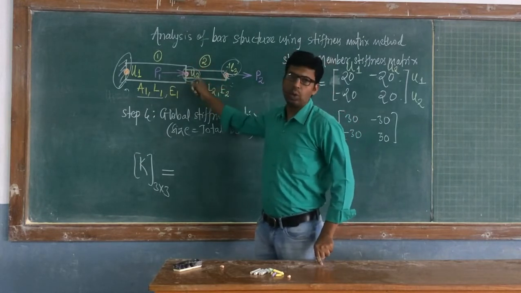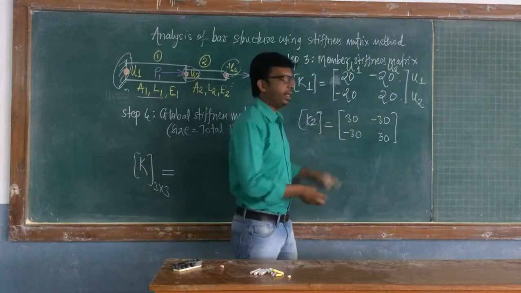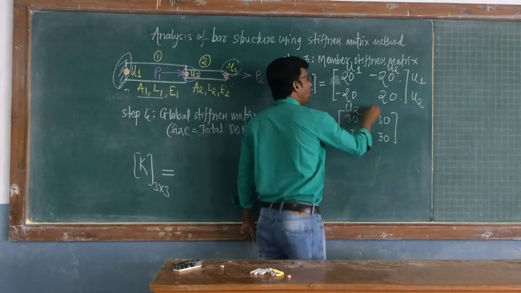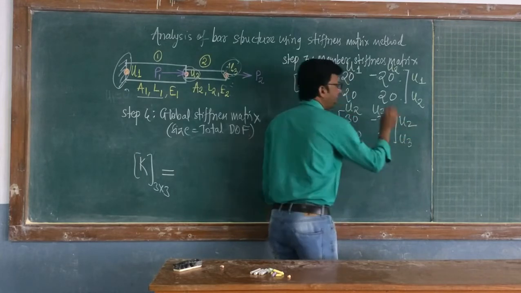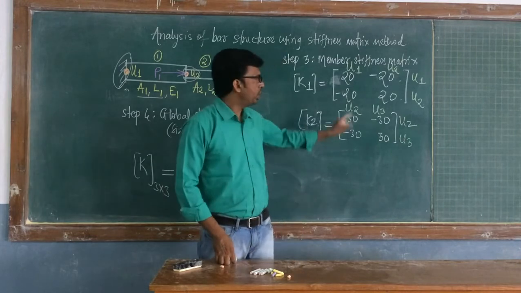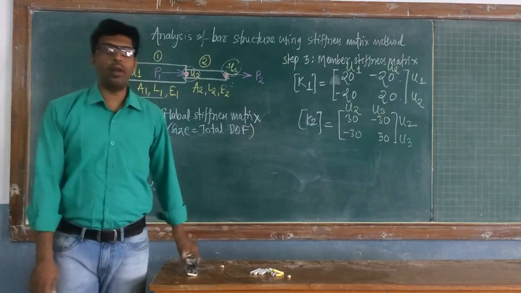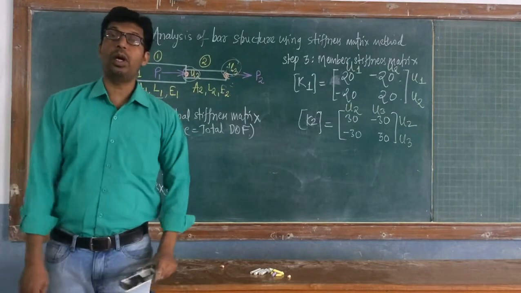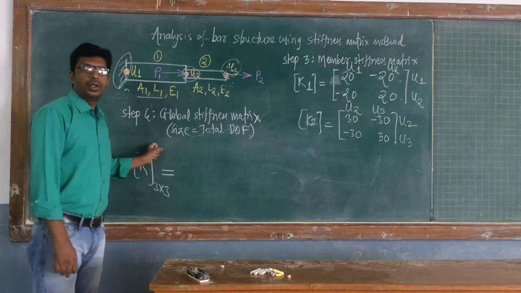Similarly, if you look at the second member, the left end is U2 and the right end is U3. So on the top of this stiffness matrix, write down U2 and U3. Okay? So this is an important step in the member stiffness matrix. Always write down the corresponding displacements on the top and right.